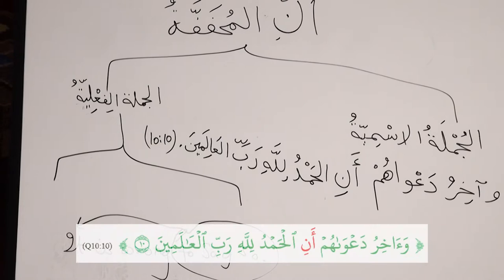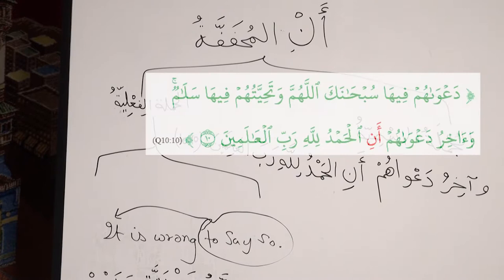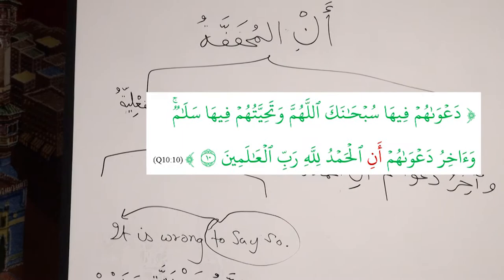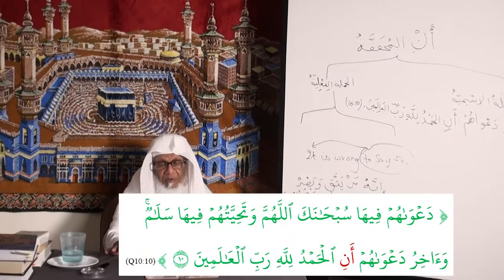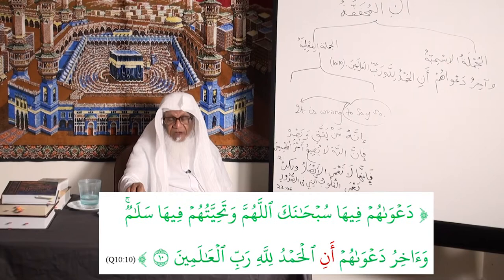Another example: wa akhiru da'wahum an al-hamdu lillahi rabbil 'alamin. The full ayah I will give you: da'wahum fiha subhanaka Allahumma. Da'wa here means prayer. And their prayer therein, that is in Jannah, is subhanaka Allahumma, glorified be You, O Allah. Wa tahiyyatuhum fiha salam, and their greetings therein, that is in Jannah, is salam, peace.